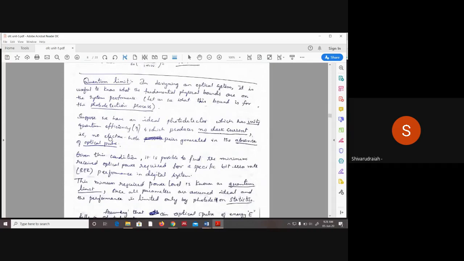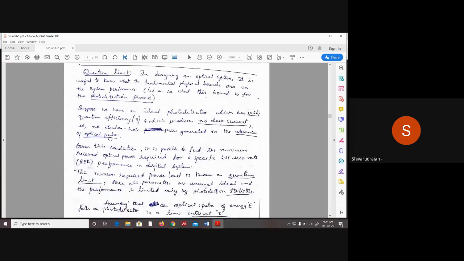So coming to an important topic called the quantum limit. Let us understand what this quantum limit is. In designing an optical system, it is useful to know what the fundamental physical bounds are in order to decide the system performance.